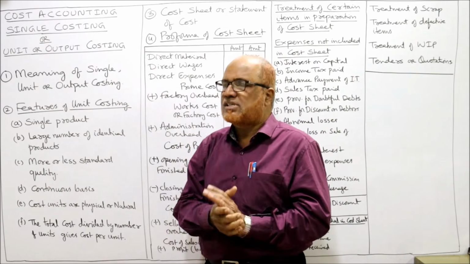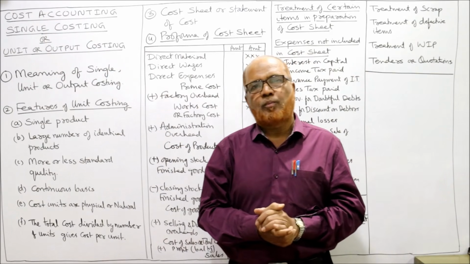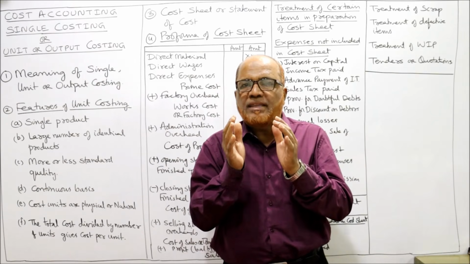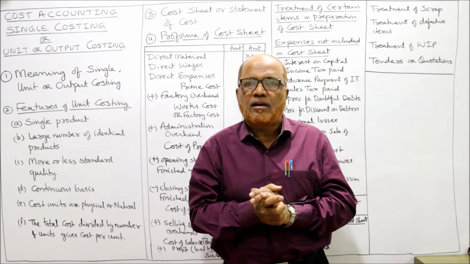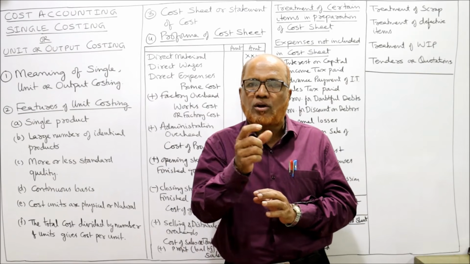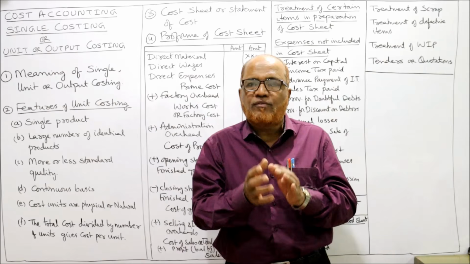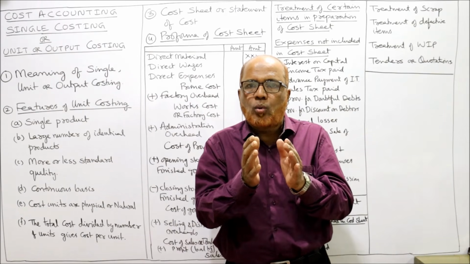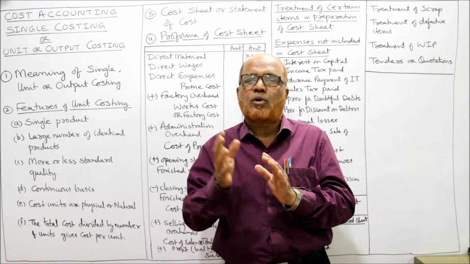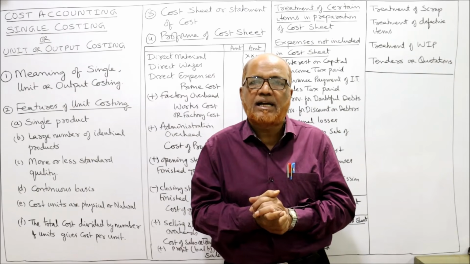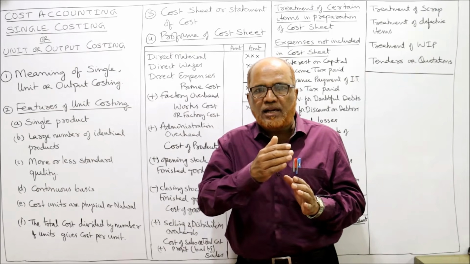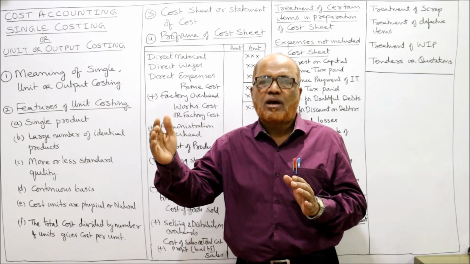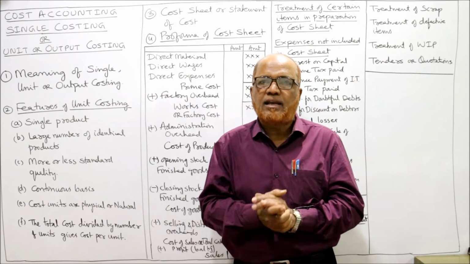First of all, meaning of single costing or unit or output costing. It's a method of costing which is applied to determine the total cost and the cost per unit of those industries where goods are continuously produced and the goods are identical in nature. Where the goods are continuously produced and all the goods are identical in nature.